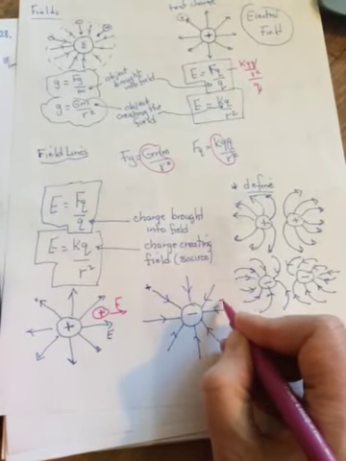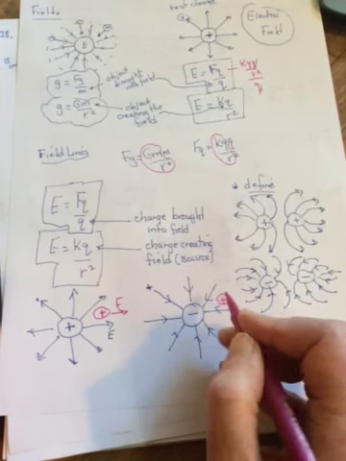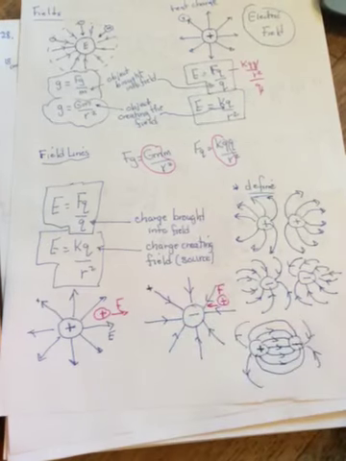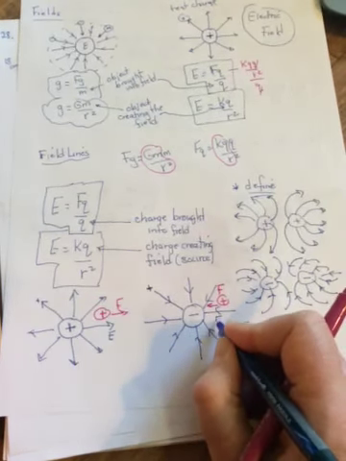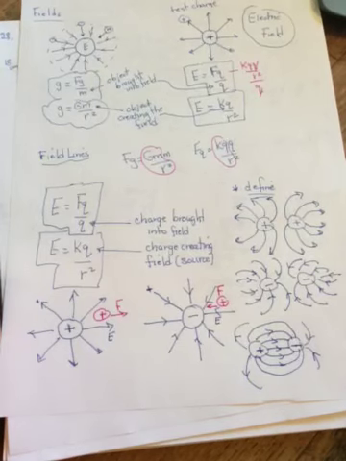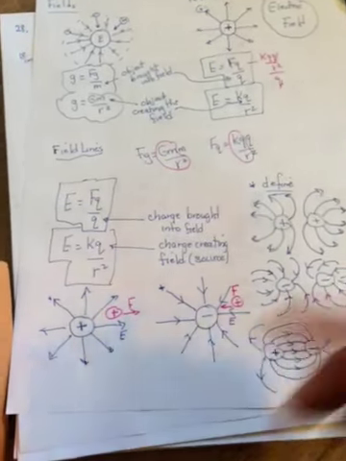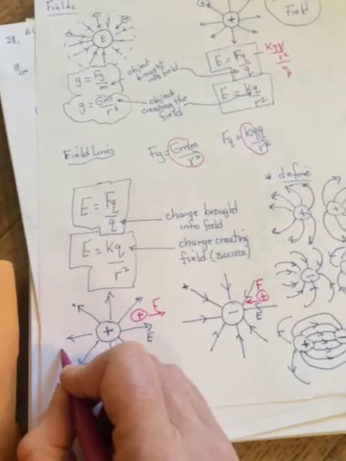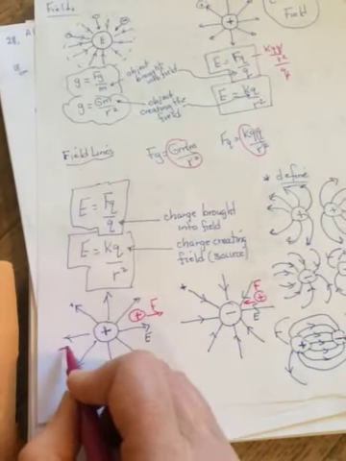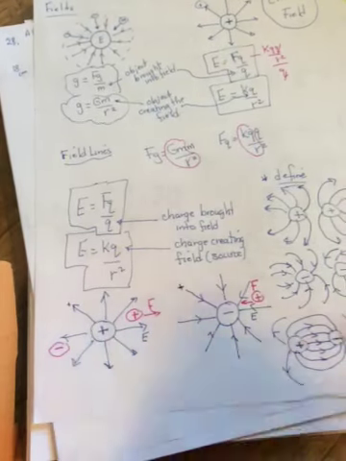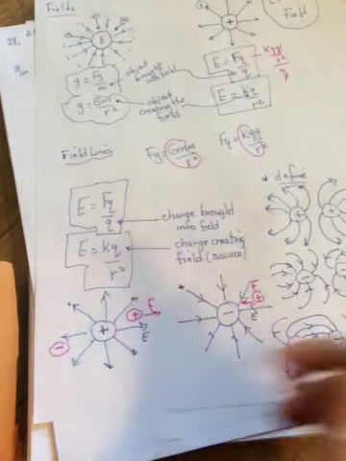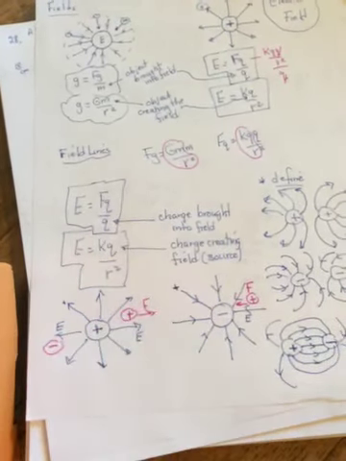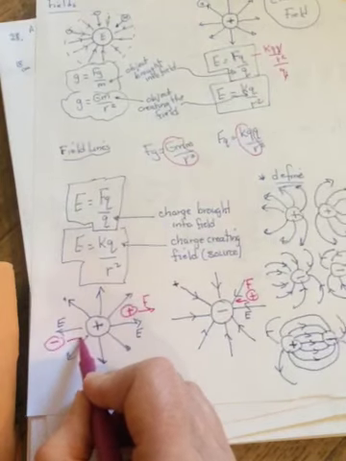Here's my negative source. I bring a positive charge in. It experiences a force inward. So the force is going in, and the field is also going in. But what if I now bring a negative charge? I'll put it over on this side. There's a positive charge here, and I bring a negative charge into the field. Well, the field is still going out because it's defined by our test charge. So the field is going out, but the force is going in.